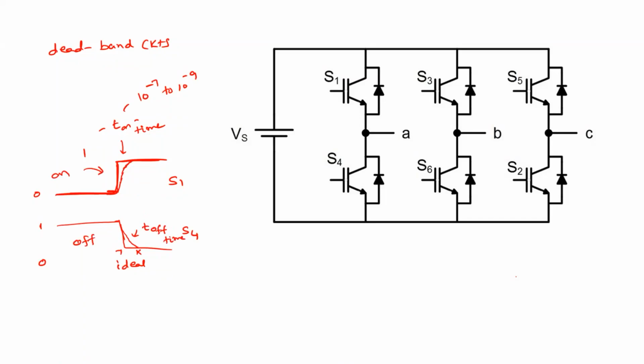During these intervals, when one device is turning on and the other device is turning off, what will happen? This device may be completely turned on and this device may also be completely turned on. So what will happen is the inverter, or the one phase leg, is short circuited.